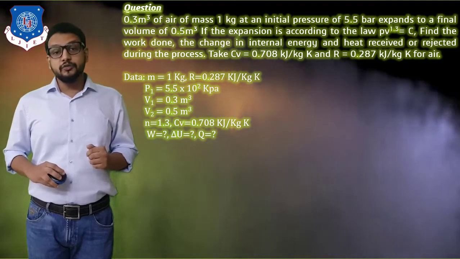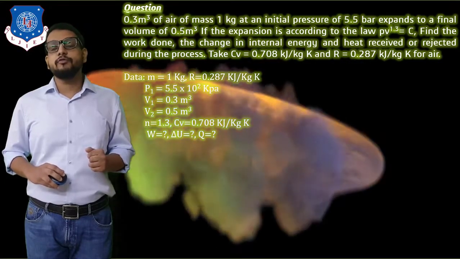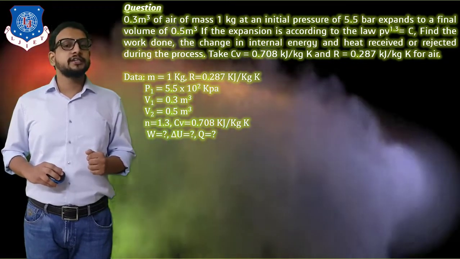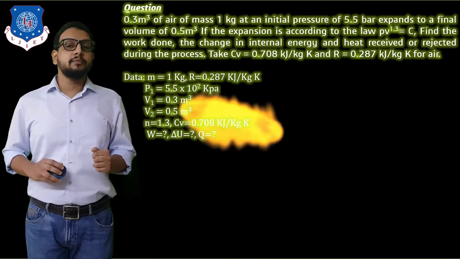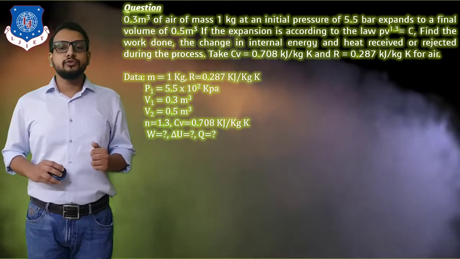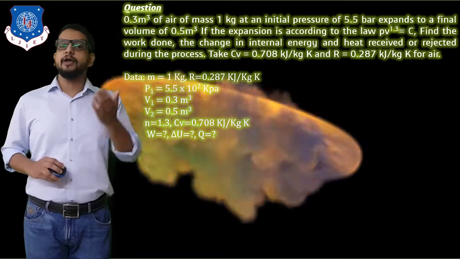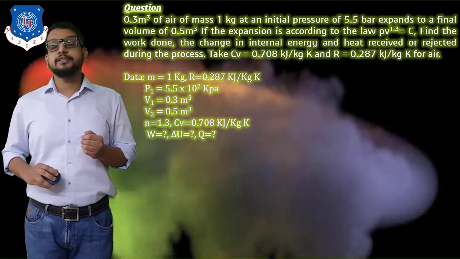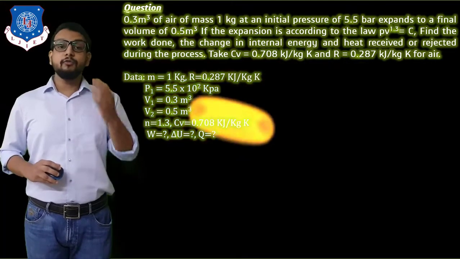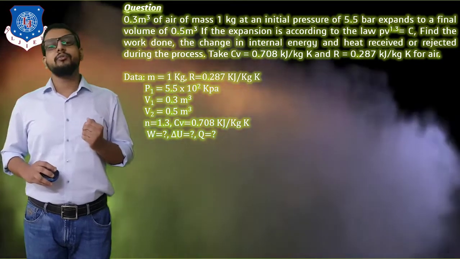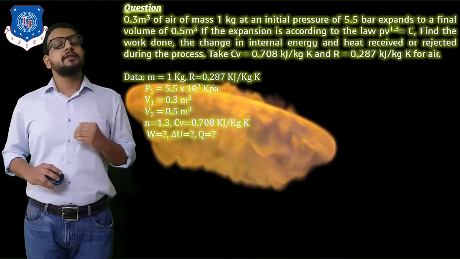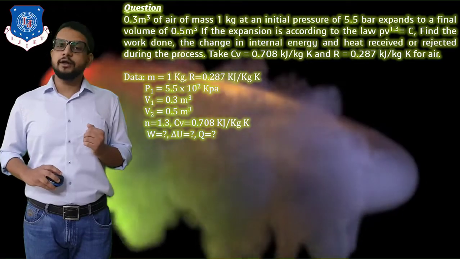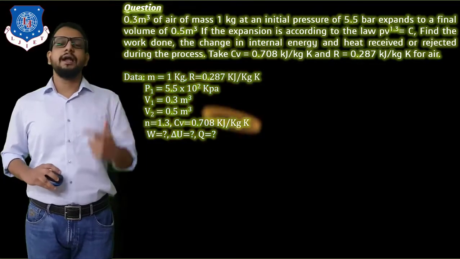So we can say that in the data it is given mass of air, that is m is equal to 1 kg, then R is given, that is 0.287 kilojoule per kg Kelvin. Initial pressure P1 is given, that is 5.5 into 10 raised to 2 kilopascal. So it is given actually 5.5 bar, I have converted it in kilopascal, so it is 10 raised to 2 kilopascal. Initial volume is given, that is V1 is equal to 0.3 meter cube, V2 final volume is given, that is 0.5 meter cube, and polytropic index small n is given, that is n is equal to 1.3. Okay, and CV is also given, that is 0.708 kilojoule per kg Kelvin. So we need to find out W, delta U and Q.